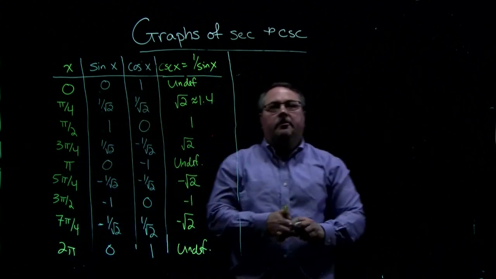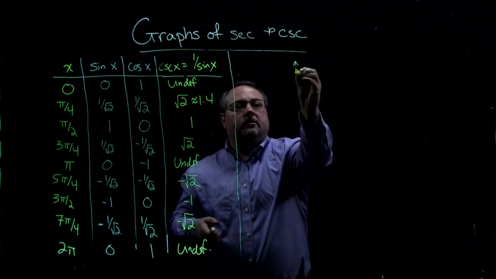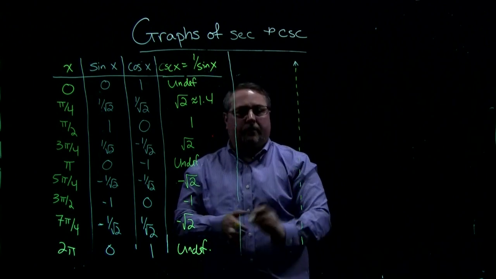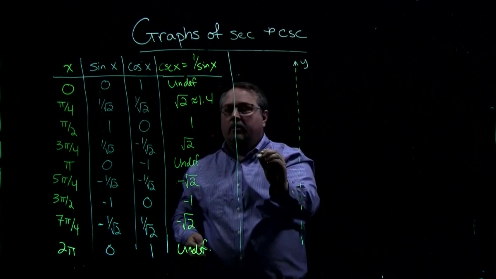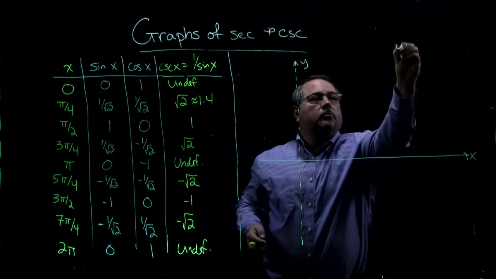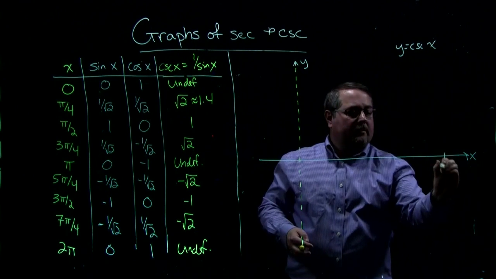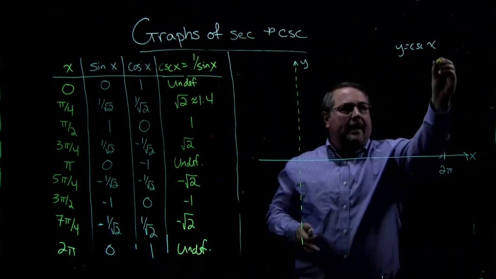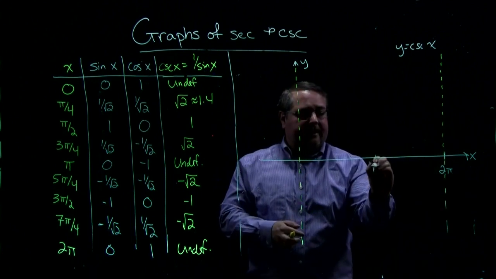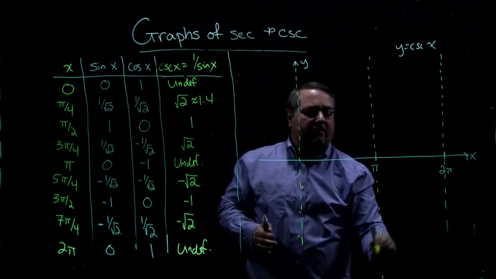Okay, so in terms of asymptotes, now we're going to see something that looks very similar to our cotangent graph. Okay, so we're going to start out with a vertical asymptote along the y-axis when x is equal to 0. Okay, so this is y equals the cosecant of x. Okay, we're going to have a vertical asymptote at x equals 2 pi and at x equals pi. Okay, so now all the places where sine is equal to 0.